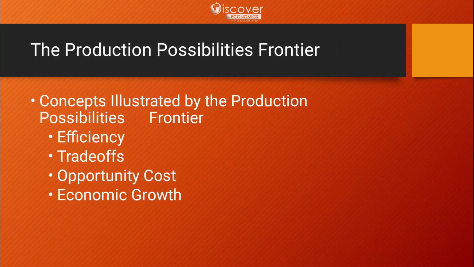Now let's see what the concepts are which are illustrated by the production possibility curve. We may call it PPC, or we can call it the production possibility frontier. It tells us the efficiency of the resources, how efficient we are in production of certain items. It could tell us trade-offs. Trade-off means if we switch from production of one item to another item. It can tell us about opportunity cost, meaning how much quantity of one item we will have to leave to attain how much quantity of the other item.